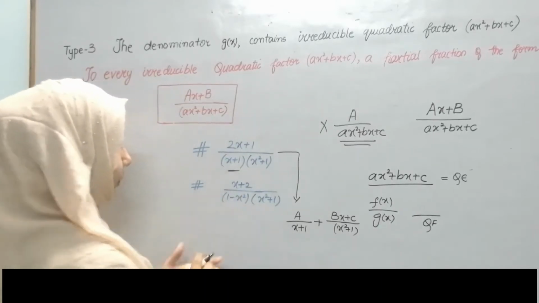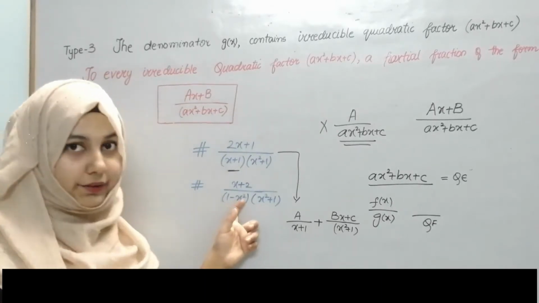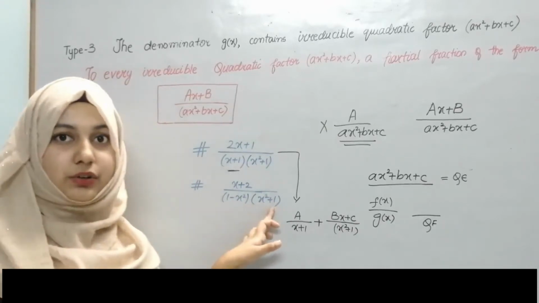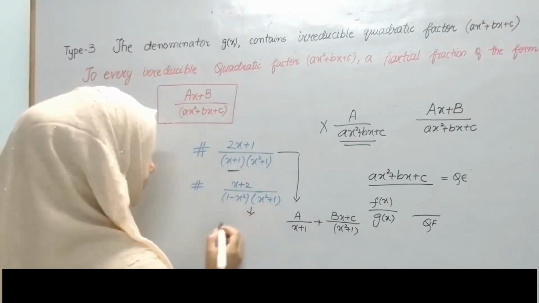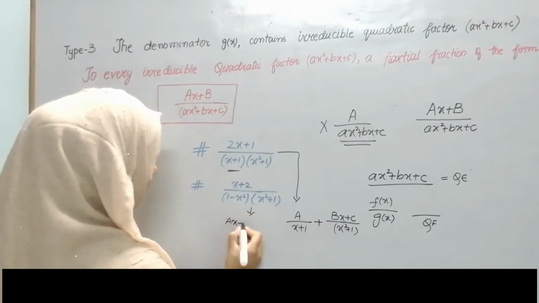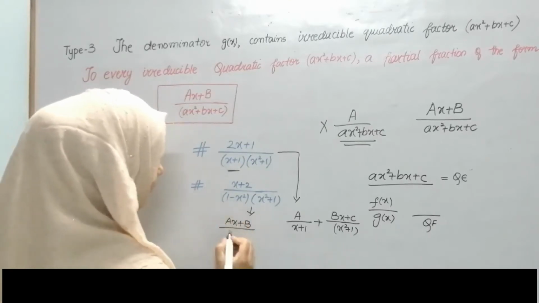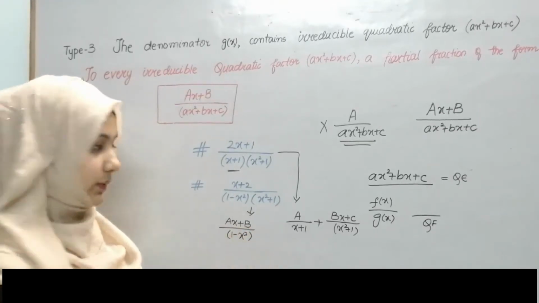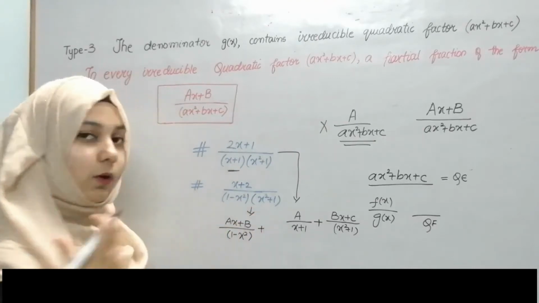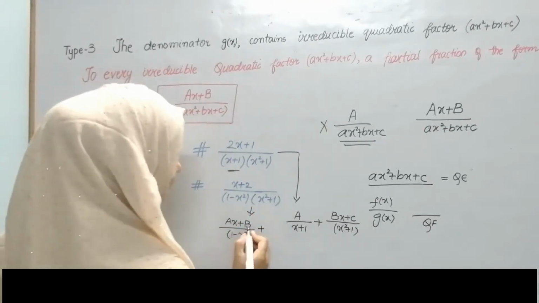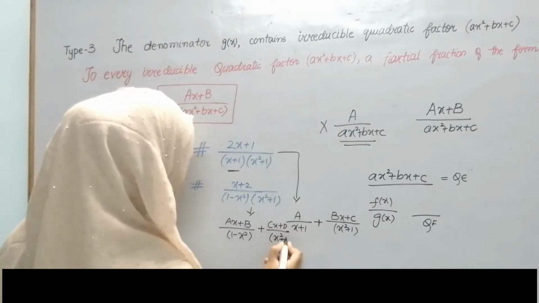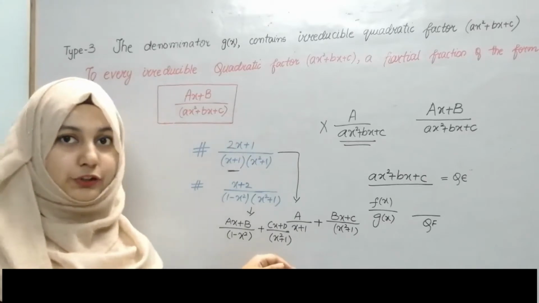Similarly for this one, 1 by x square plus 1 times another quadratic. Here x square plus 1 is also a quadratic equation. So this will be decomposed as ax plus b for the first factor, because it is quadratic. I'm not writing a simple constant, I'm writing ax plus b. The second one is also a quadratic equation, so after b, what comes? C. Cx plus d by x square plus 1. This is how I'm going to decompose it.